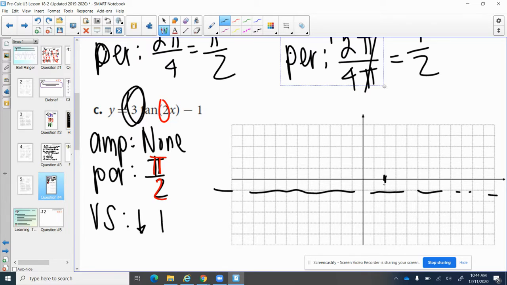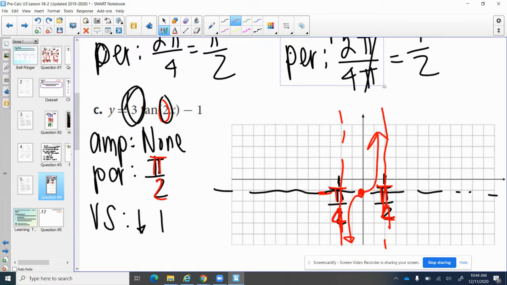Normally, our graph of tangent repeats itself by the time it gets to pi over 2, and negative pi over 2 is the other side, or you could say 3 pi over 2. But we're changing the period. We're cutting it in half here. So if we cut this in half, it would now go from negative pi over 4 to positive pi over 4, and the period is 1/2 pi. Otherwise, our picture looks exactly the same, just shifted down 1 unit.